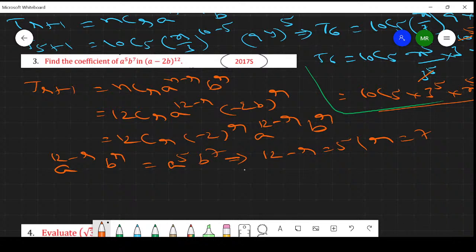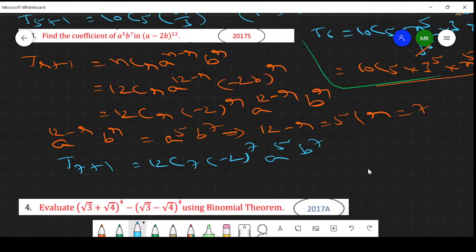We got r is equal to 7. So here you substitute r equal to 7. If we substitute r equal to 7, we get T7+1, which is 12C7 times (-2)^7 times a^(12-7), which is a^5 b^7. So the final answer comes as T7+1, that is T8.